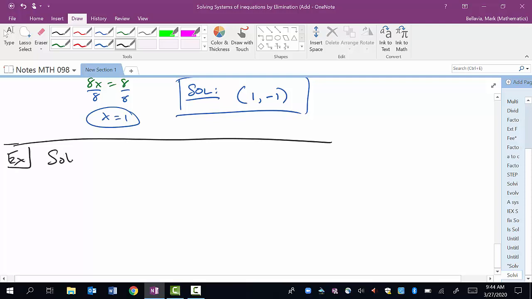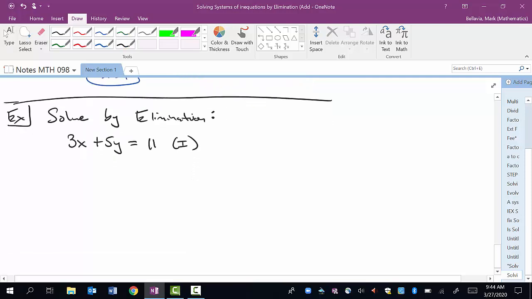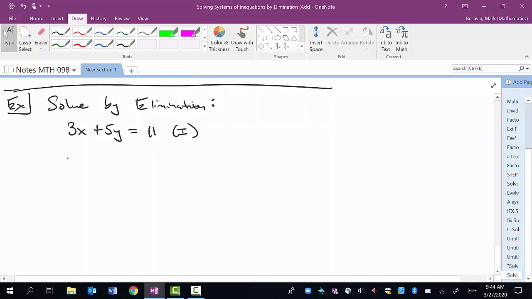Next example, we say solve by elimination. So I've got 3x plus 5y equals 11. I'll label that equation 1. And 4x minus 2y equals 6, and I'll label that equation 2.